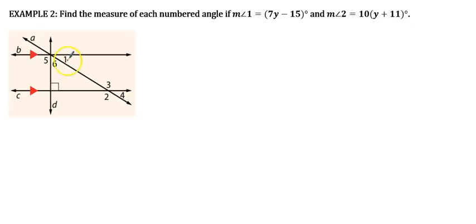So the measure of angle 1 here, we're going to say, is 7y minus 15. And the measure of angle 2, which is down here, is 10 times y plus 11. All right, and we're going to find the measure of each numbered angle. So I have to find the measure of angles 2, 3, 4, 5, and 6. What are some things that we know? First of all, let's throw out information that we know. We know that these lines are, I'm going to connect them there, so we have parallel lines.